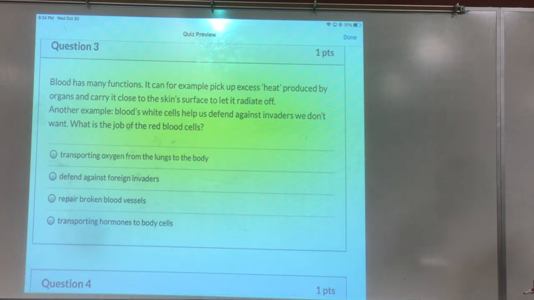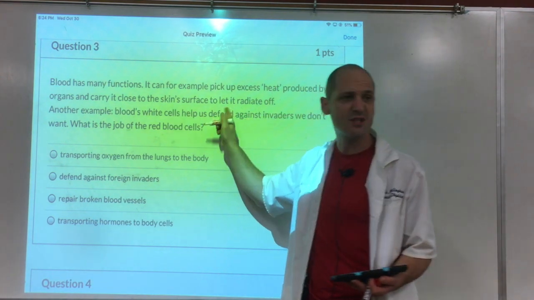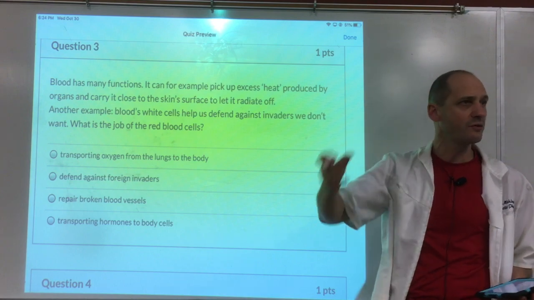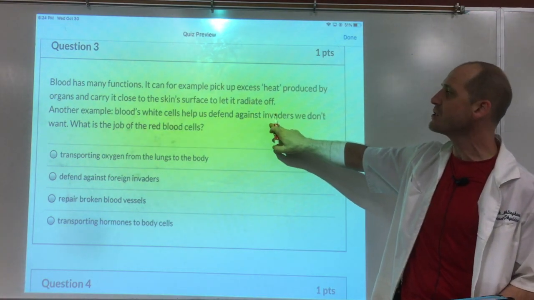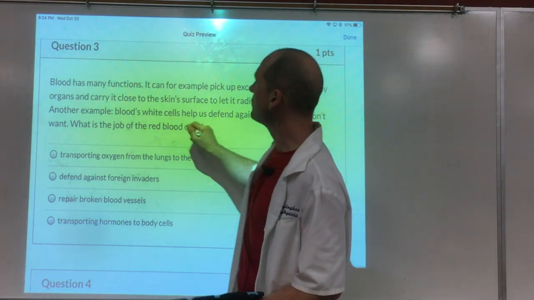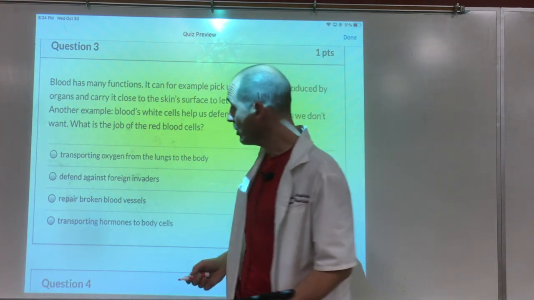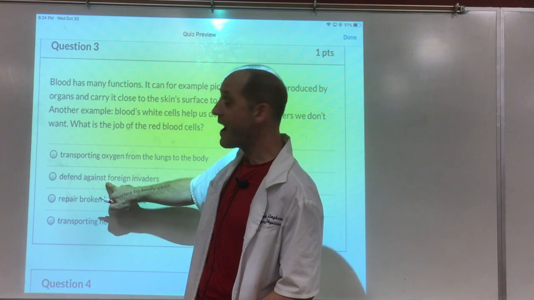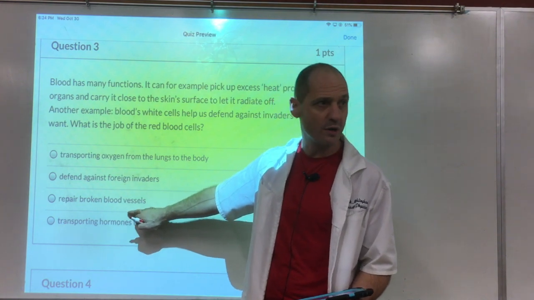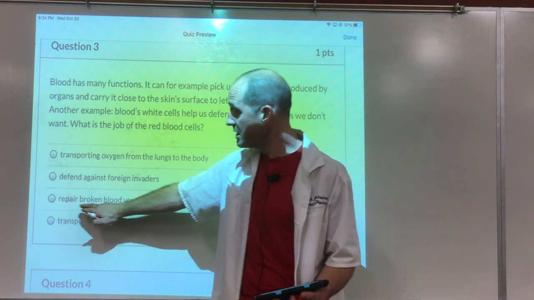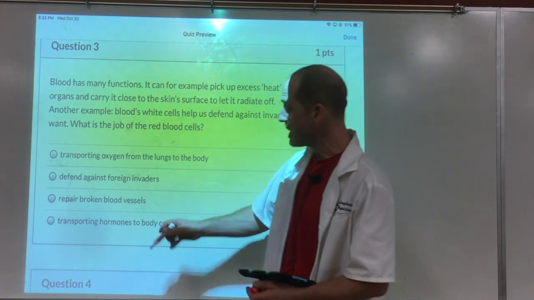And then blood functions. It can, for example, pick up excess heat produced by the organs and carry it to the skin surface. That's when you get all flushed. It gets all warm on the skin surface and radiates off. That's kind of cool. Another example, the white blood cells help us defend against invaders that we don't want. What jobs do the red blood cells have? From the lungs to the body. Good. Oxygen right here. That would be the white blood cells again, the defenders. And that would be the platelets. You want to associate thrombocytes or platelets with repairing broken vessels. And then transporting hormones to body cells, that's just generally what happens in them.